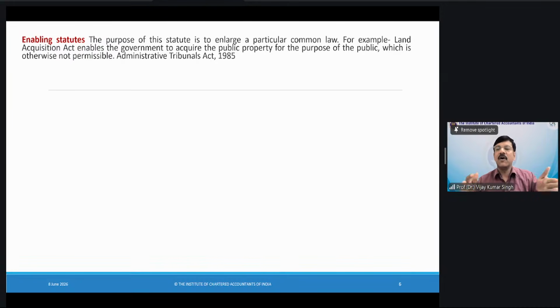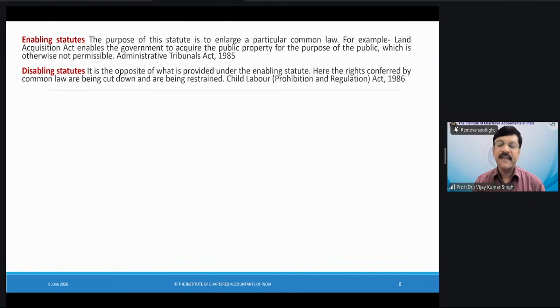So these are all called enabling statutes or enabling provisions. I hope this is clear to you. Then we have some law that is called disabling statutes. It is basically the opposite of what the enabling statute does. Here, you are prohibiting people from doing certain things.